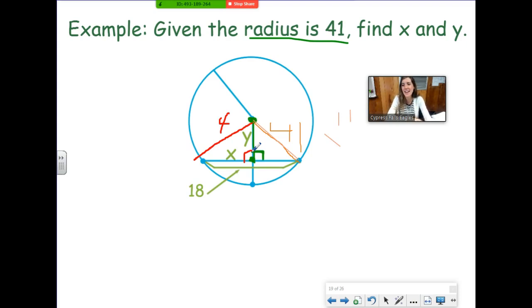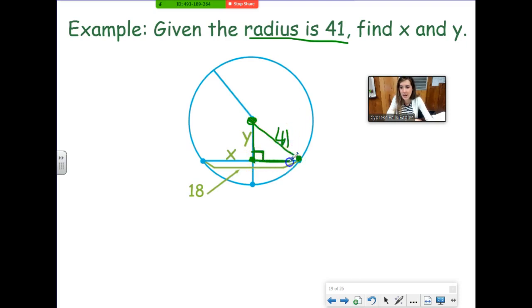Okay, can you erase those? Because I only want to show one of them. You get to draw a radius anywhere you want in a circle, as long as it connects the center to the circle. So we'll just draw this one radius, and we'll label that as 41.